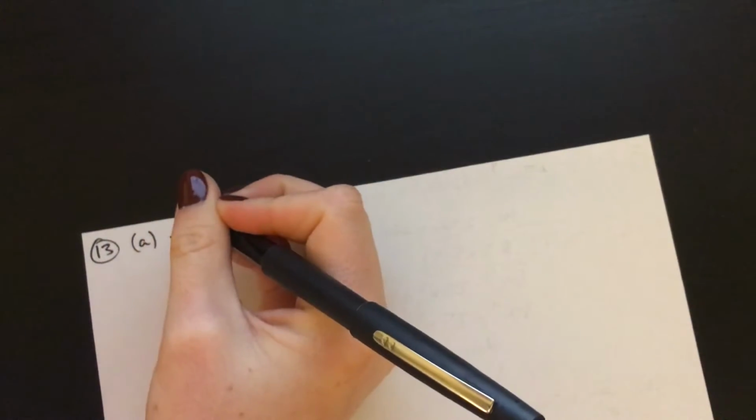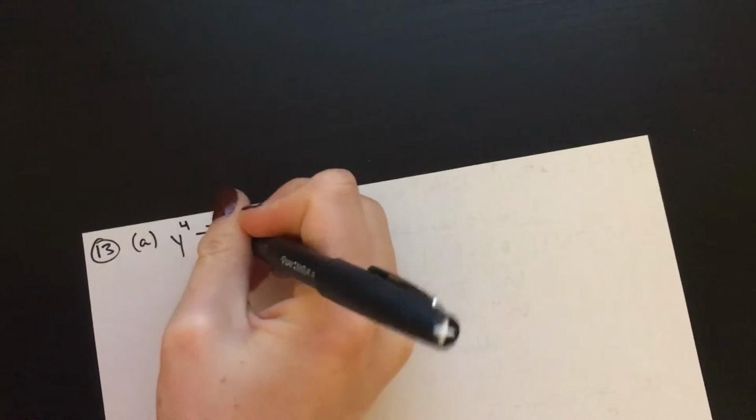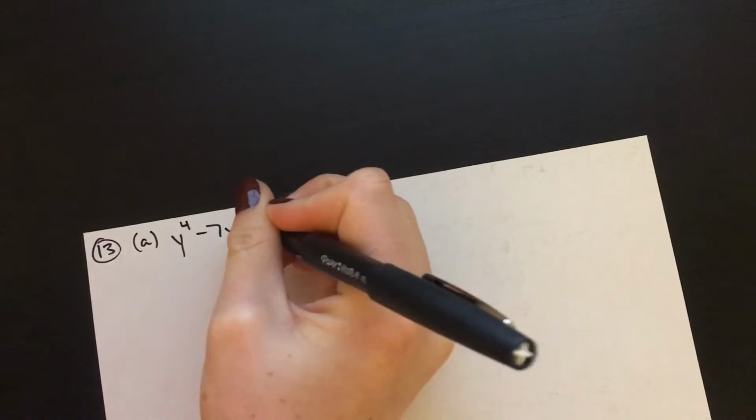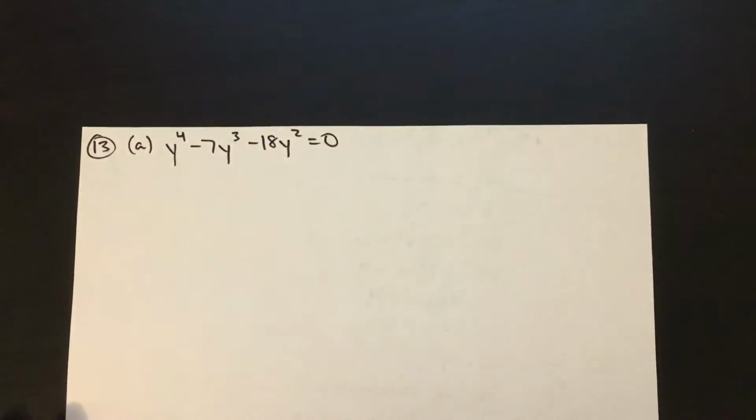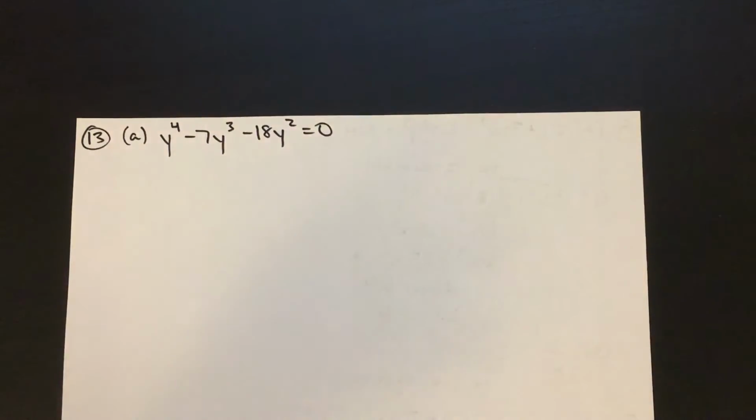So we had a couple this time where we're solving by factoring. So this first one, part A, you've got y to the 4th minus 7y cubed, and then minus 18y squared is equal to 0. So even though this one you're solving, you still factor the left-hand side the same way that we did with all the numbers for number 12.